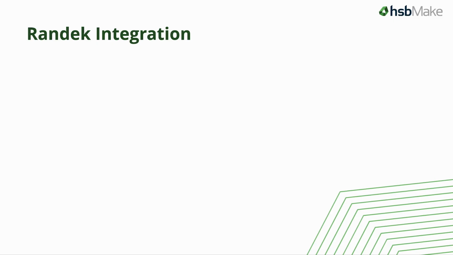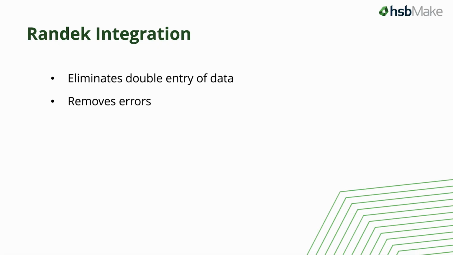To summarize, the Randek integration eliminates double entry of data because you no longer have to add data to both the Randek system and the hsbMake system. This removes any errors that could happen during this manual process. It also saves time because you only have to enter the data once. This also gives you great consistency across the factory, as hsbMake is not only looking at Randek, it's looking at all your saws and all the other machinery that is being used to process your product.